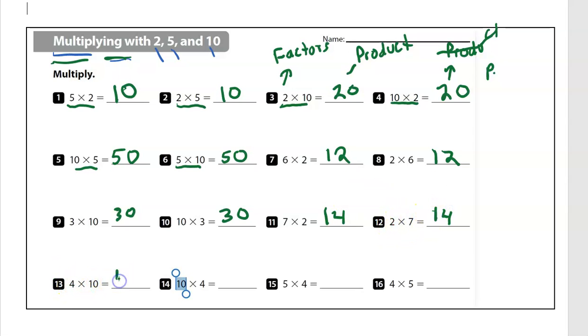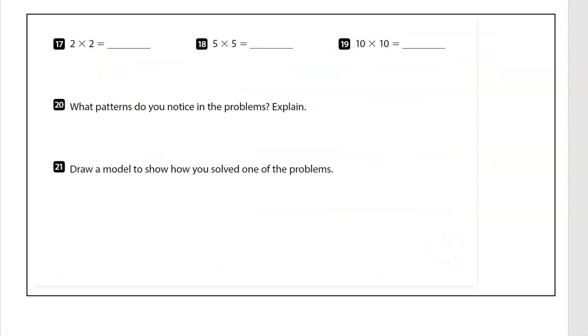Product of 4 and 10 is 40. Product of 10 and 4 is 40. The product of 5 and 4 is 20. The product of 4 and 5 is also 20. Looks like there's a pattern there. Let's go to our next part.